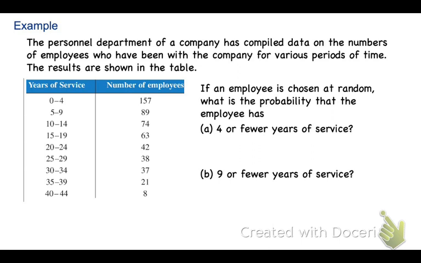Okay, if an employee is chosen at random, what is the probability that the employee has 4 or fewer years of service? 157 out of what? All of those. So what should you be doing right now? Adding all that up? 592.